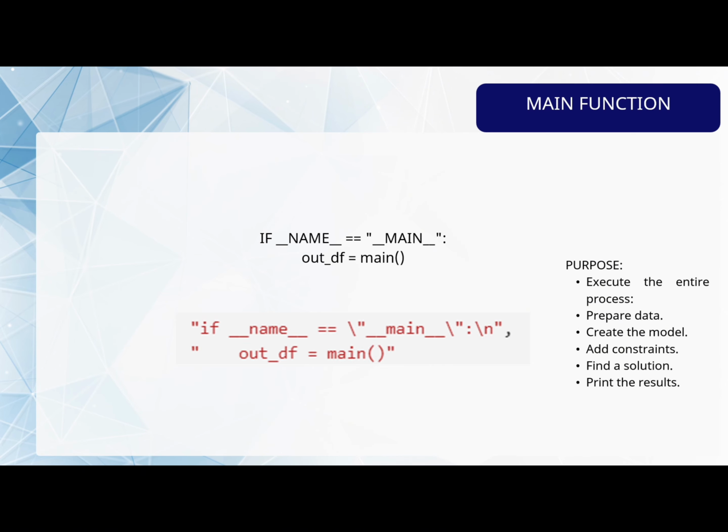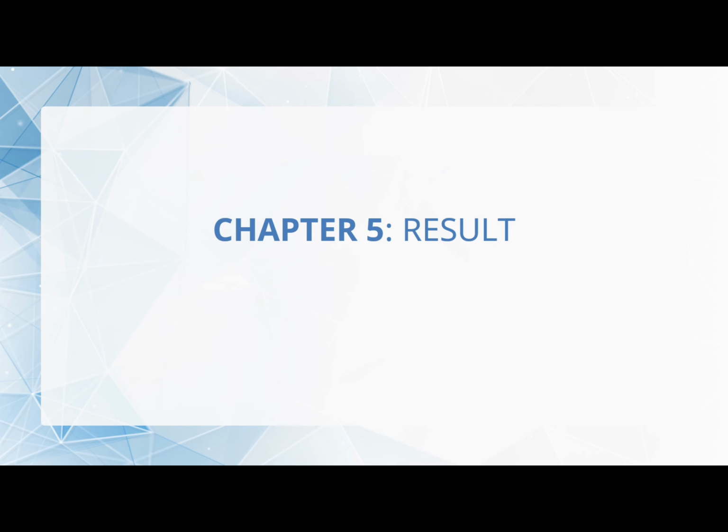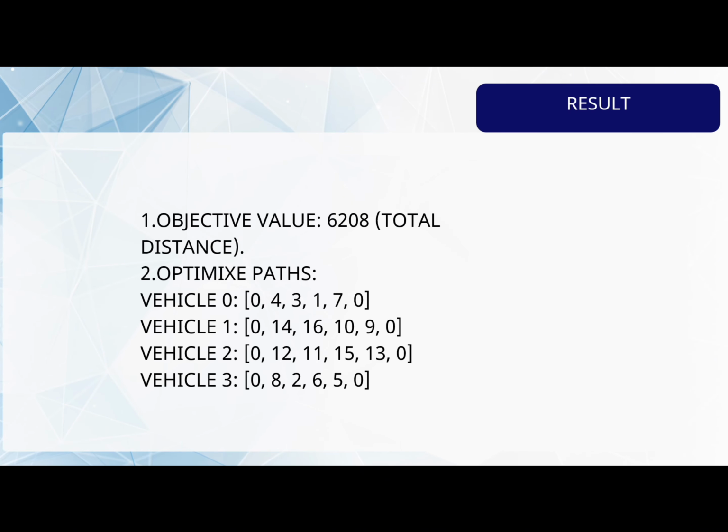And finally, the main function. The purpose of it is to execute the entire process: prepare the data, create a model, add constraints, find the result, and print the result. And finally, the result. After solving the problem, we might get a result like this. Objective value is equal to 6,208.